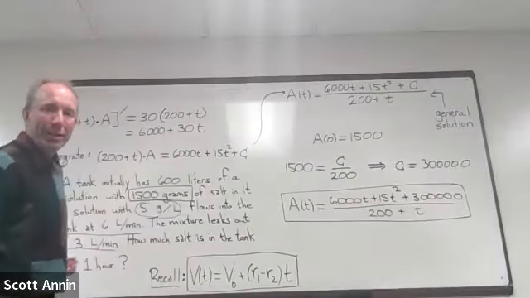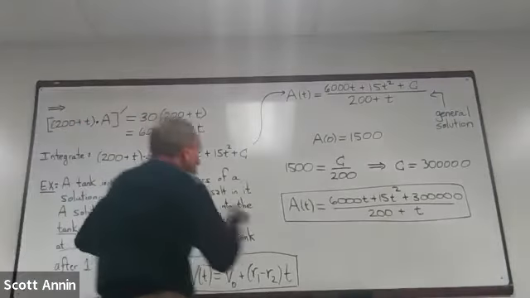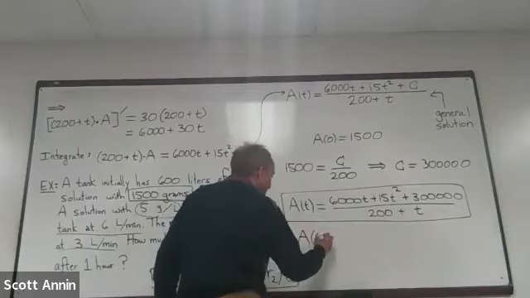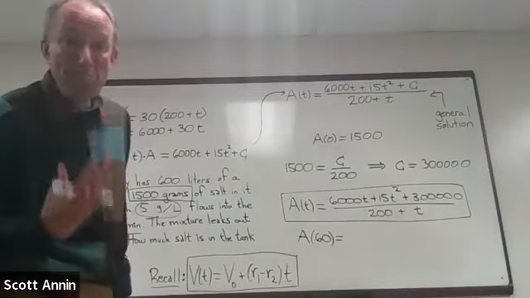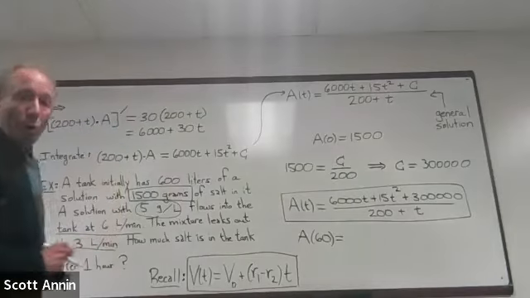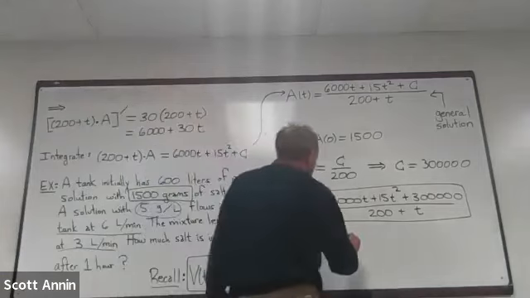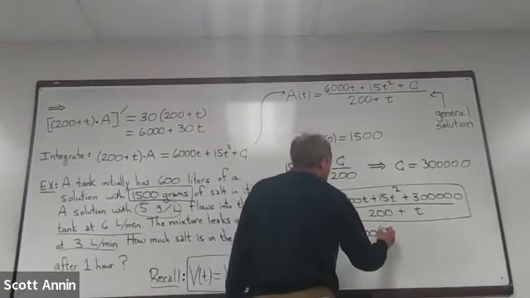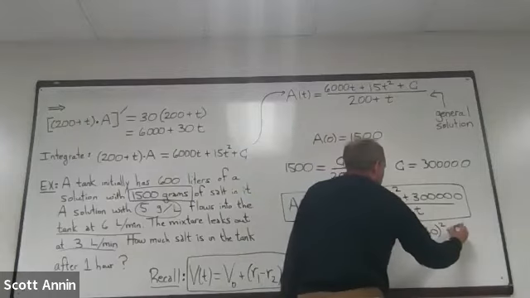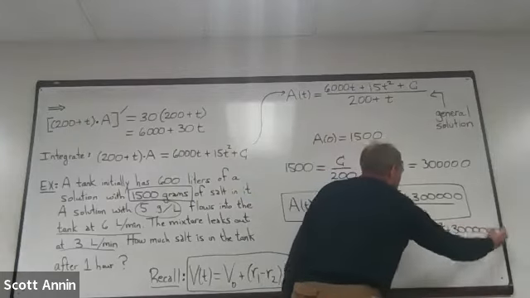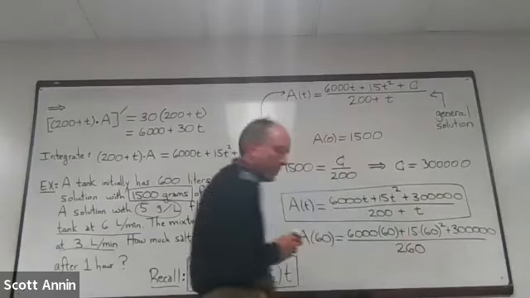This is the amount of chemical at any time t. Now it asks over here, what is the amount of salt after 1 hour? So that would just simply be 60 minutes. Be careful with the units here. Everything up to this point has been calculated with the use of minutes. So when I have 1 hour in my question, I would rather change that to 60 minutes. And we just have to evaluate this. 6,000 times 60 plus 15 times 60 squared plus 300,000, all divided by 260 by the time I put in 60 for t.